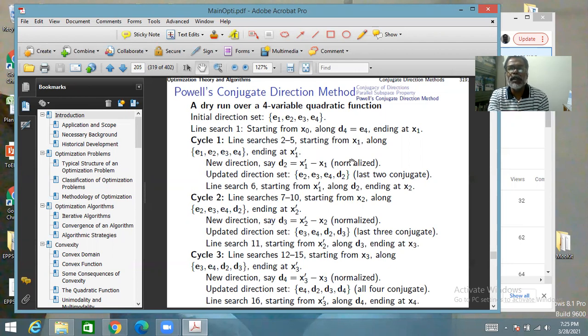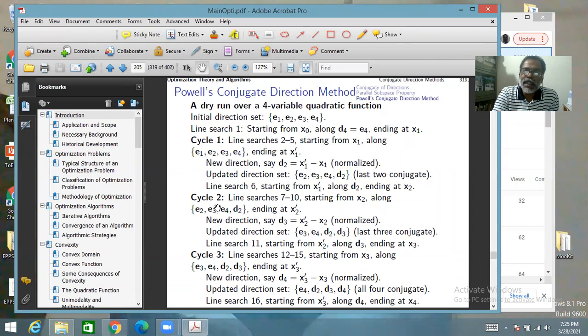You will normalize it in due course. And then during the direction reset, this E2 will be in the place of D1, E3 will be in the place of D2, E4 will be in the place of D3, and in the place of D4, currently, this new direction will be sitting, and these last two are conjugate. Then you will conduct another line search along this new D2, this direction basically, and that is the sixth line search. I'm keeping a count of the line searches to make note at the end.